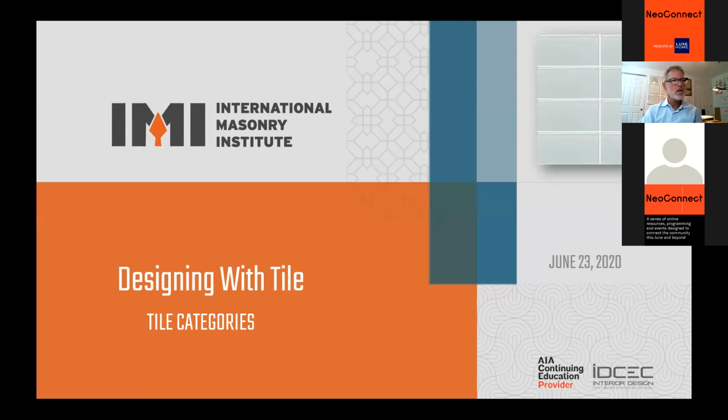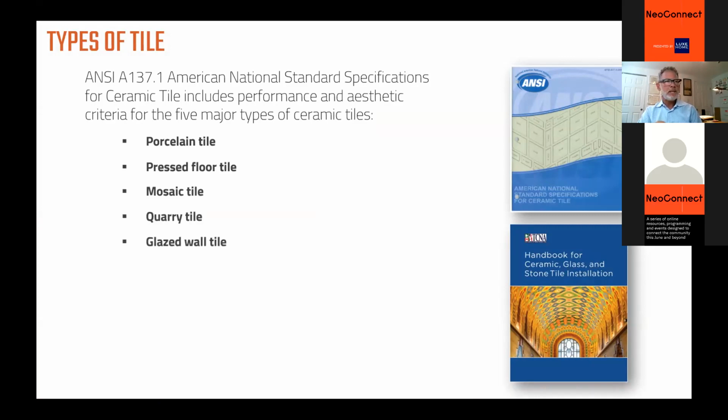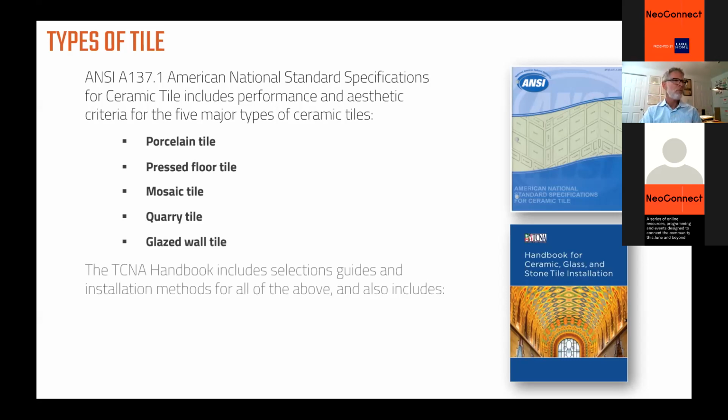So let's talk about different categories of tile, and we look to ANSI A137.1 to create some very definitive categories. Looking at the ANSI standards, we have these categories of porcelain tile, pressed floor tile, mosaic tile, quarry tile, and glazed wall tile. Those are the main categories of ceramic tile. Ceramic tile is this broad descriptor. Porcelain, for example, is a subset of ceramic, right? So porcelain tile is always a ceramic tile, but ceramic tile is not always a porcelain tile. What makes a tile a porcelain tile? I'll tell you in a few minutes.